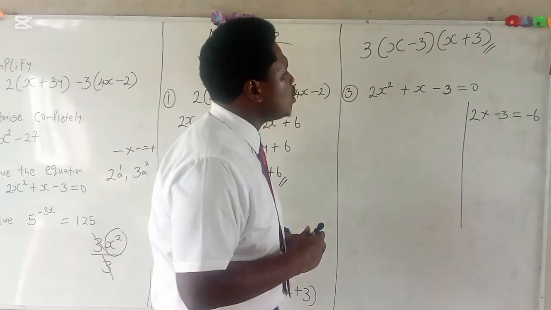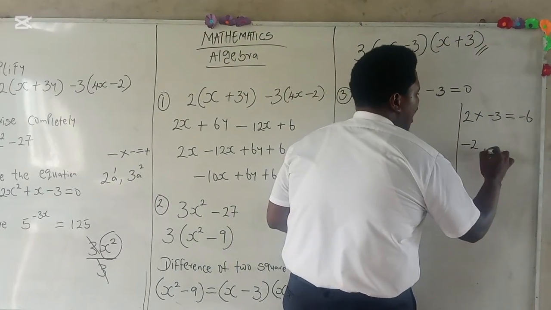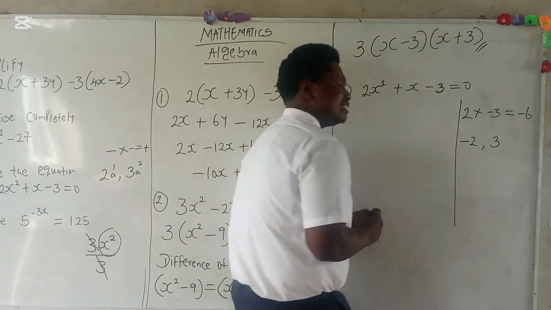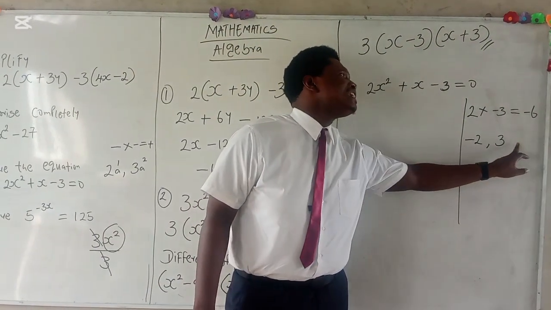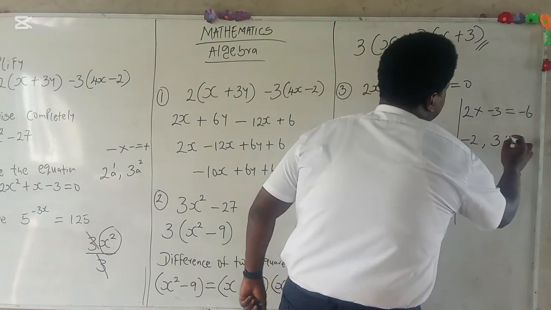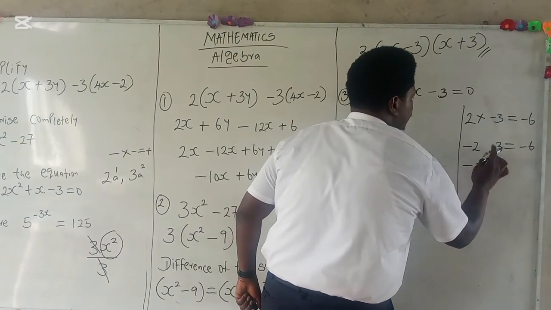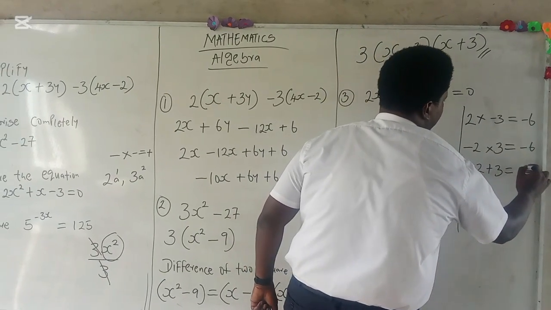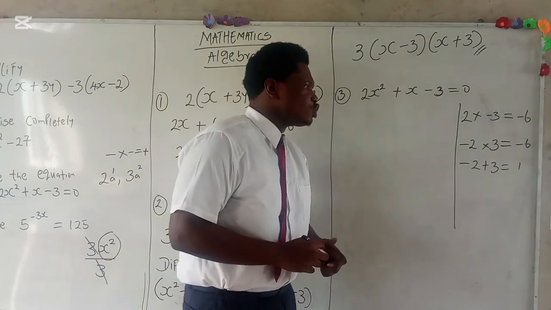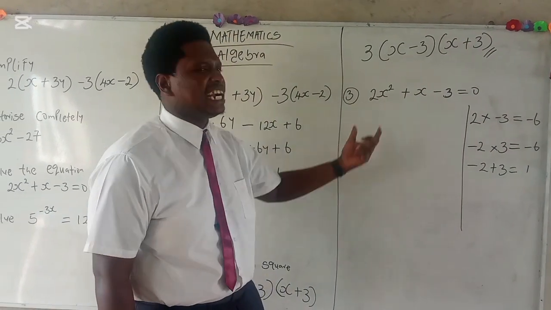And what are those two numbers? Those two numbers are going to be negative 2 and positive 3. How do I know? Negative 2 times 3 will give us negative 6, and negative 2 plus 3 will give us a positive 1. So negative 2 and positive 3 fit this criteria.